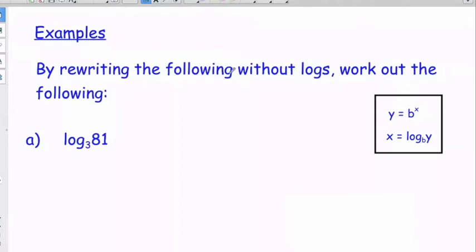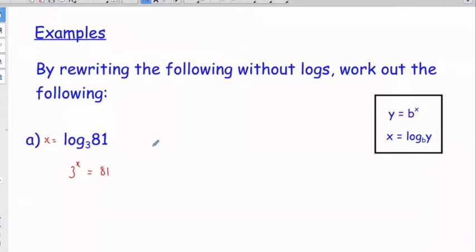So it says, by rewriting without the logs, work out the following. So if this is my x, we're trying to work out the value of x. We need to write it in this form because it says get rid of the logs. So we need to go backwards. We need to think about where the numbers need to fit into the equation. So the base is the 3, that's my b value in the top equation. So I've got 3 to the power of x is going to be equal to 81. The 81's my y value.